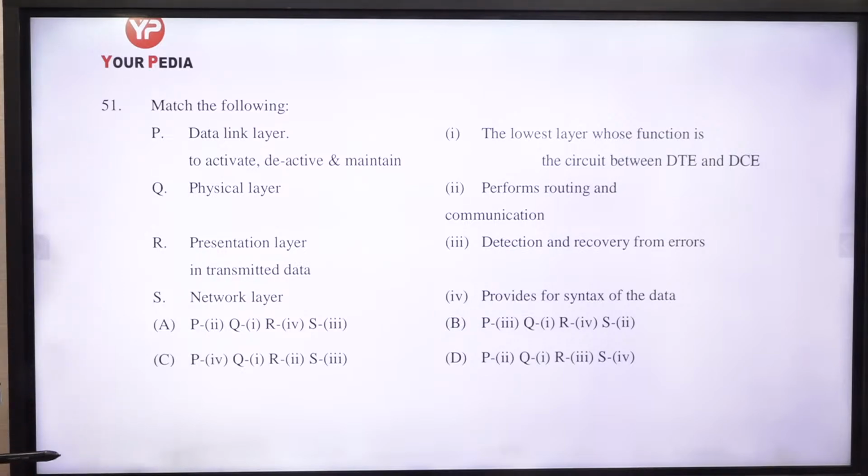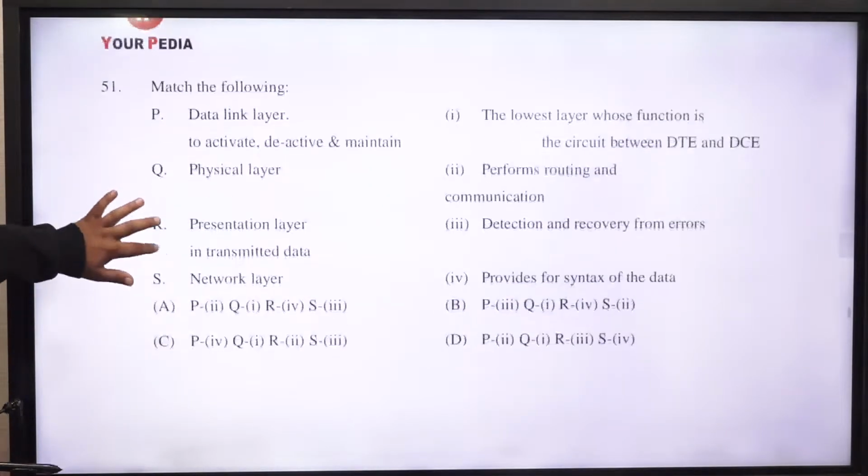Fine, my dear students. B. Nisu is saying B, Siddhant is B, Manit is B. Very good, my dear student. B is the right answer. Very good. These are the functionality of each layer. You know very well. Fine.